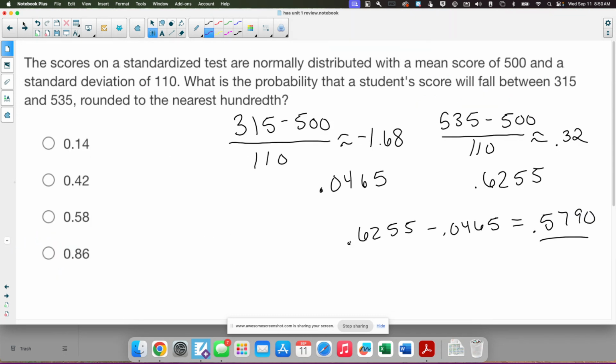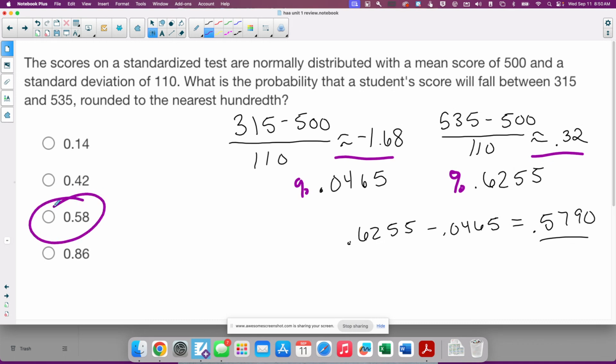Okay, so again, I went ahead and set up the math for it. This is a between problem, right? Fall between 315 and 535. So you do the same formula, subtract the mean, divide by the standard deviation, and get your z-scores, right? After you find your z-scores, you look up your percentages and then subtract since it's between. It is closest to 58%. It came out to 0.579 when I did it.